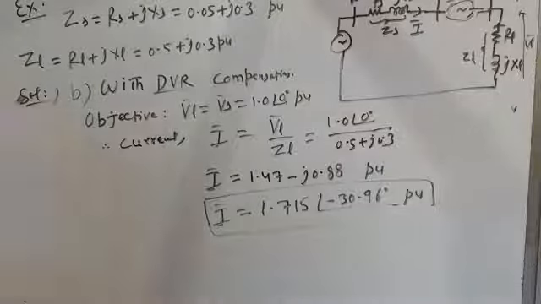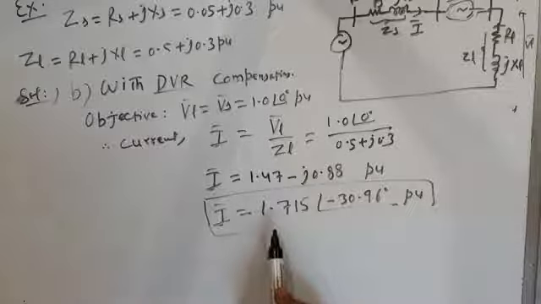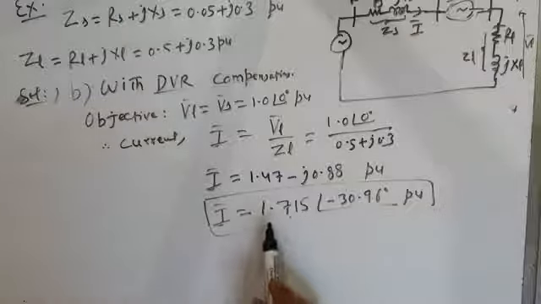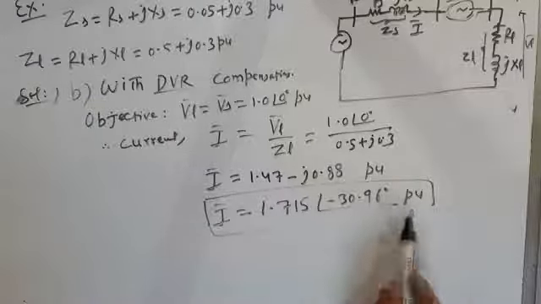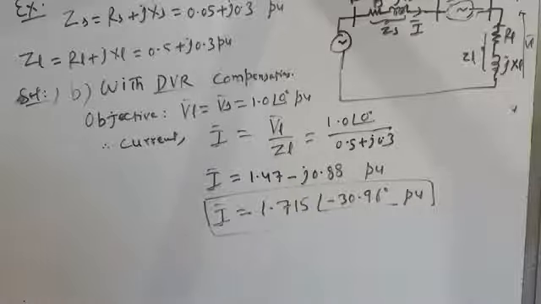Without DVR compensation, just a few moments back we calculated the current. The load current was 1.2286 at an angle of minus 47.49 degrees per unit, and with this DVR compensation, it increases from 1.2286 to 1.715 at an angle of minus 30.96 degree per unit. So the load current has increased. After this, what else do we have to find? We have to find the DVR injected voltage.